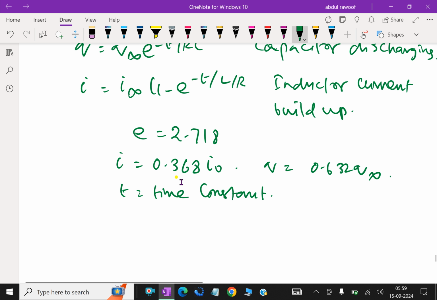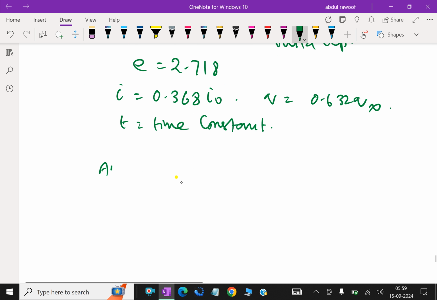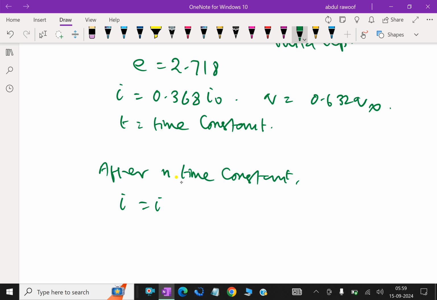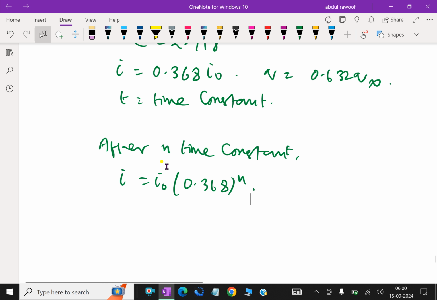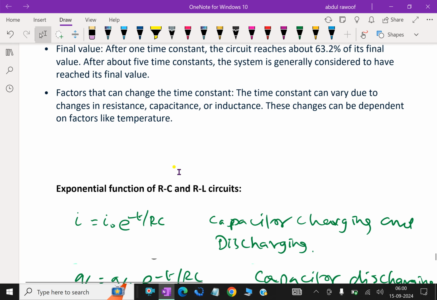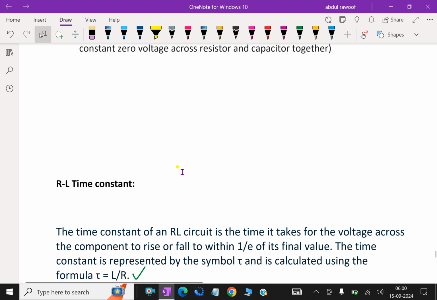Then generally, after n time constants, we can write I equal I0 of 0.368 power n in general. So far we discussed what is time constant, RL and RC circuit.